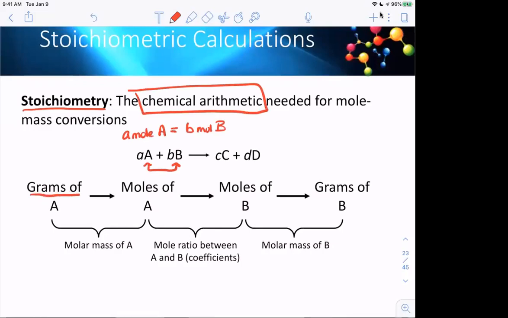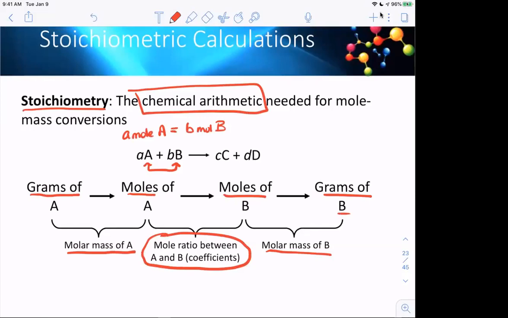If I have grams of A, I want to react this many grams of A. I can convert that into moles of A using the molar mass of A. Well, this is going to be the mole ratio. If I have moles of A, I can use the coefficients from the balanced chemical equation to figure out how many moles of B I need to react with that amount of A that I plan on using. And then using the molar mass of B, this allows me to calculate the grams of B that I need to use in this reaction.